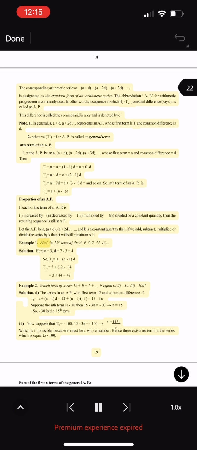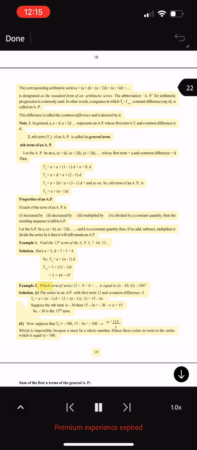Example 1. Find the 12th term of the AP 3, 7, 11, 15. Solution. Here a equals 3, d equals 7 minus 3 equals 4, so tn equals a plus (n minus 1)d. t12 equals 3 plus (12 minus 1) times 4 equals 3 plus 44 equals 47.